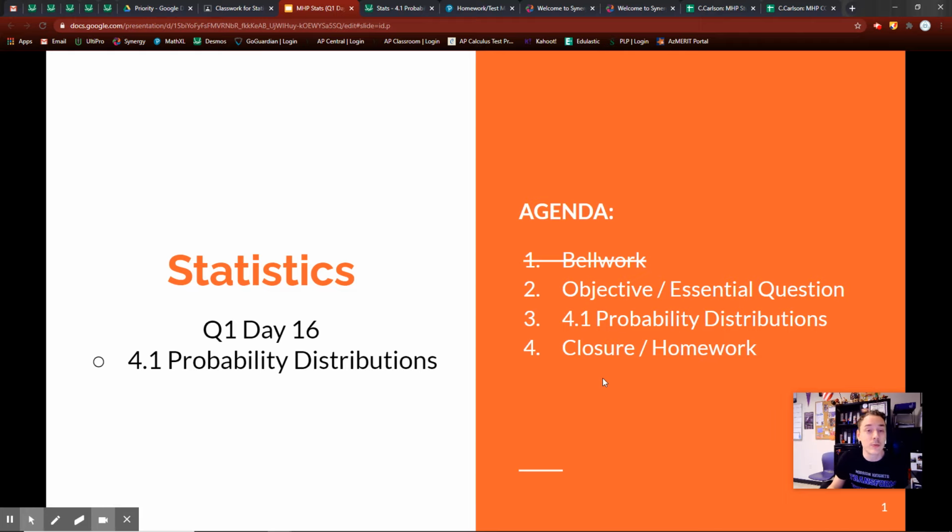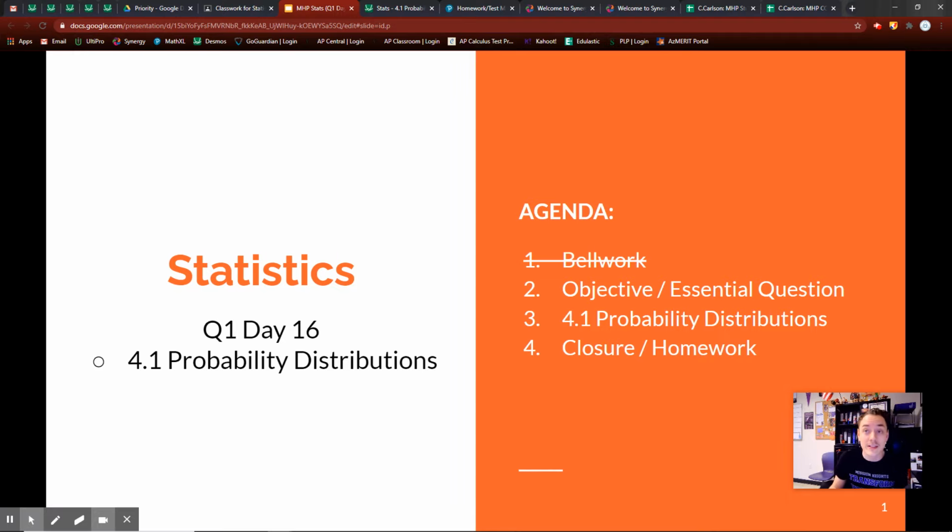This week is the last week of Unit 7, Probability, and we are going to be going over probability distributions. For the next 3 days, we're going to go over probably 3 or 4 different probability distributions, and we're going to learn what they are today.